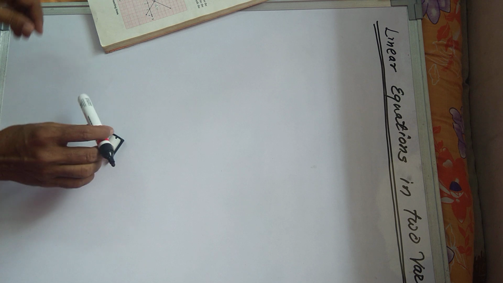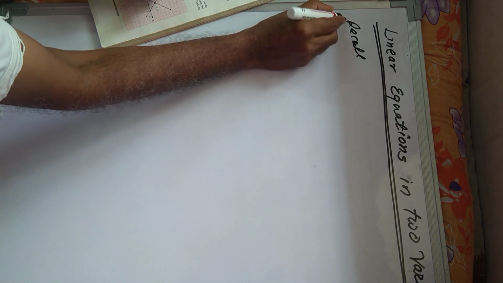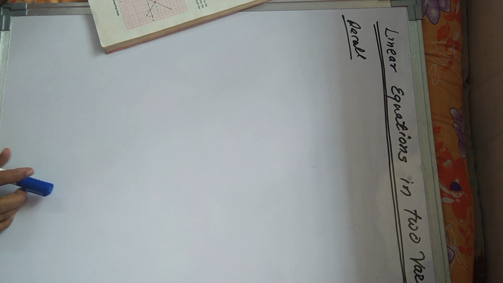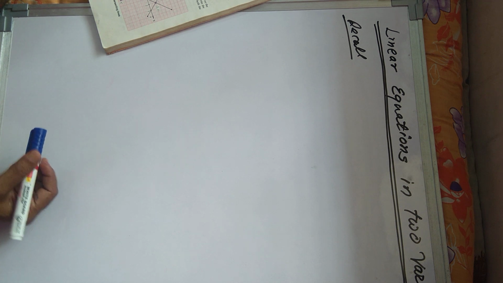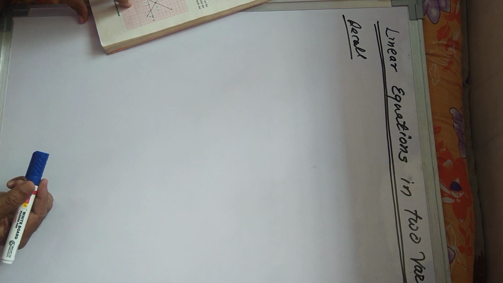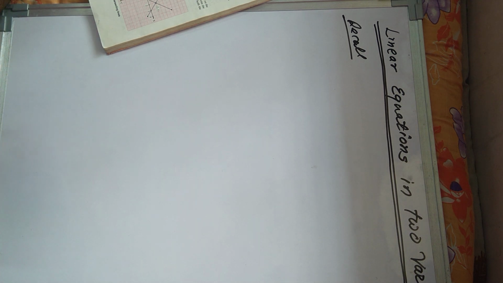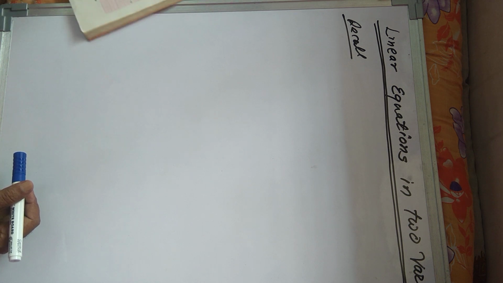Let's recall. In ninth last year we learned linear equations in two variables. We solve these simultaneous equations by two methods. First is the substitution method and another is the equating coefficient method.